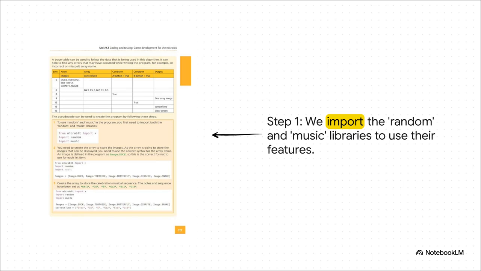Okay, first things first. We have to tell our program what tools it's allowed to use. So we import random. That gives us the power to pick an animal at random. And then we import music so we can play our little celebration song. It's just like grabbing the right tools from your toolbox before you start building.